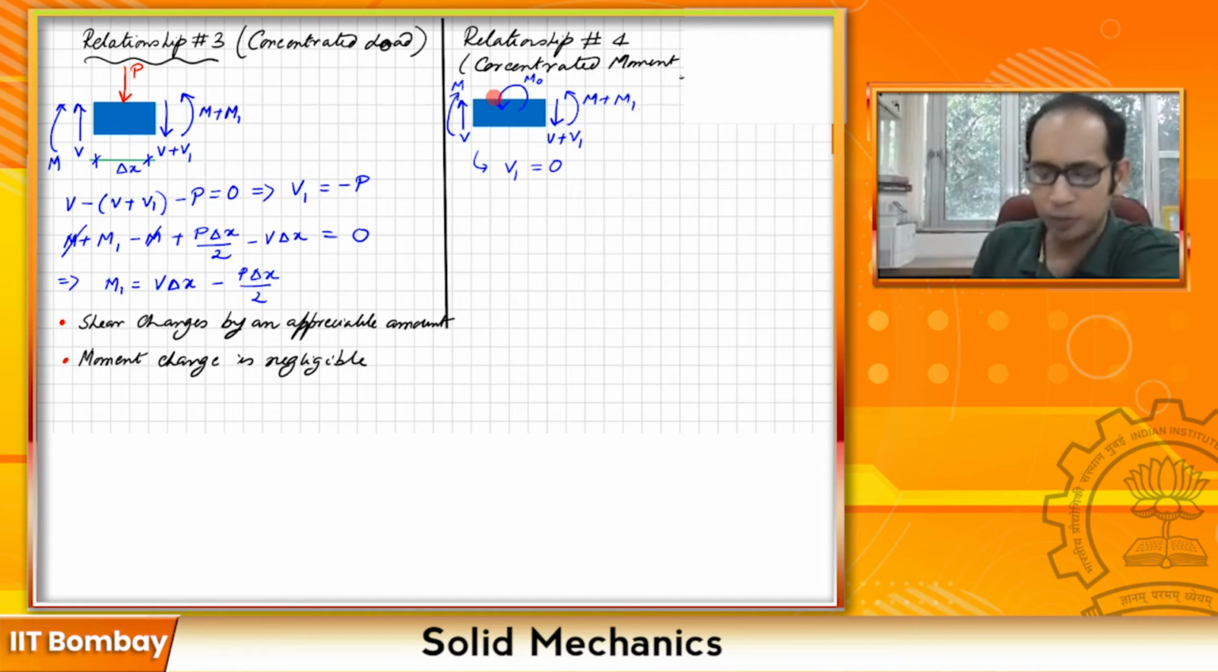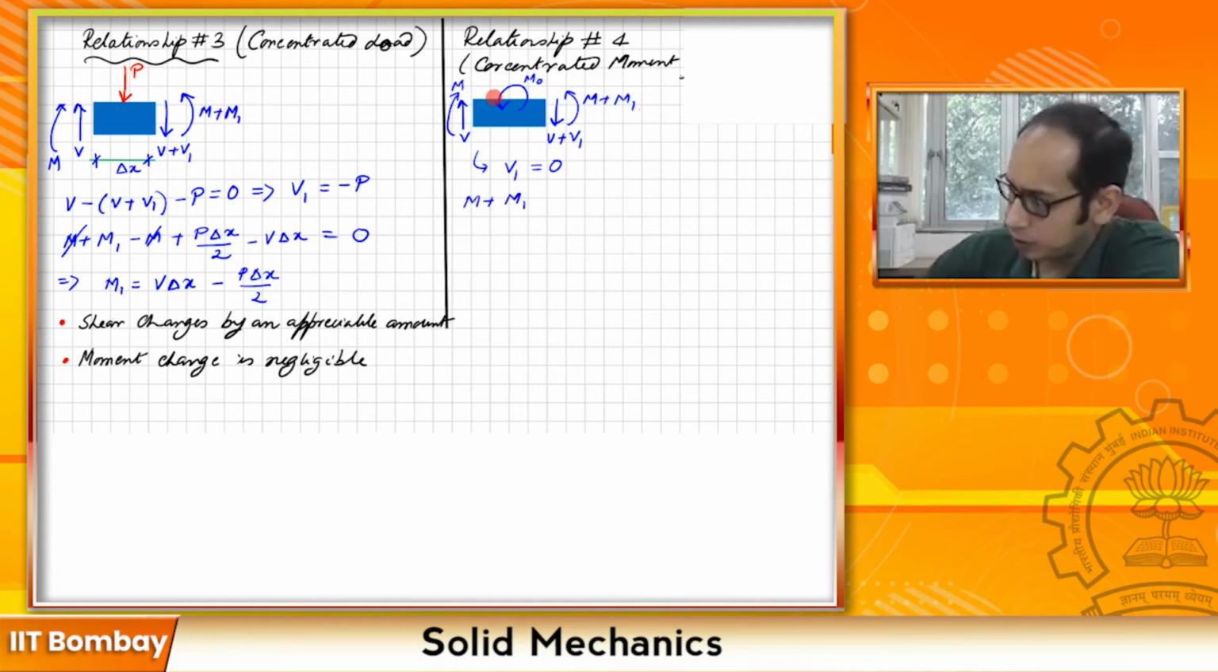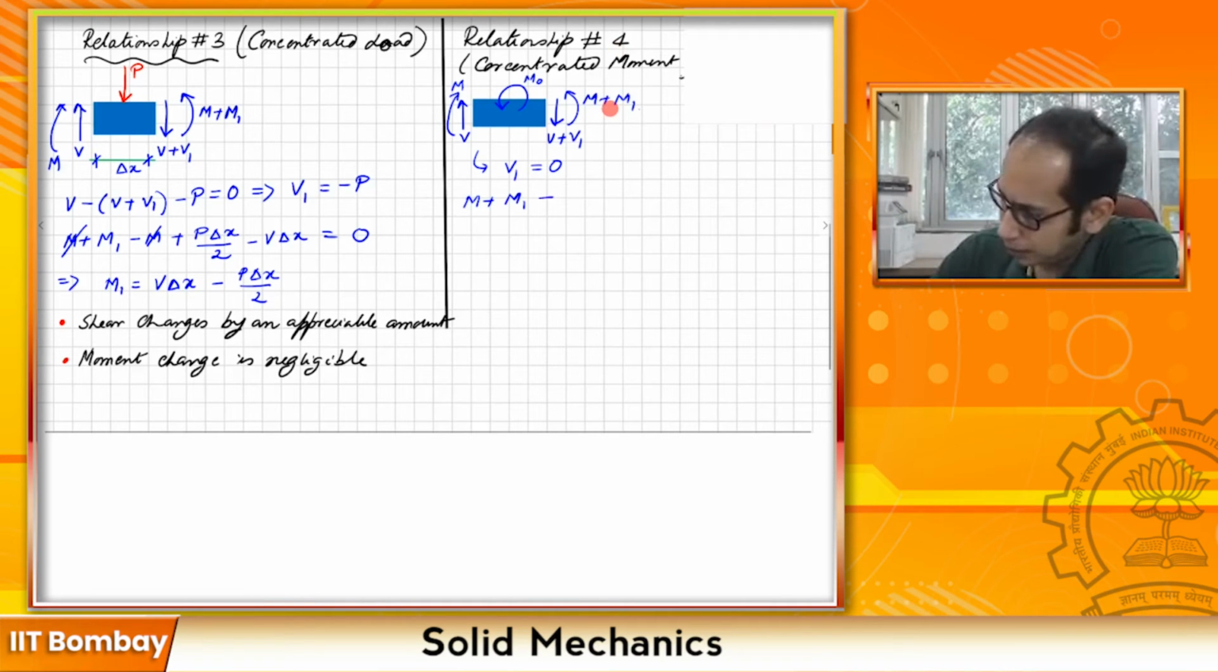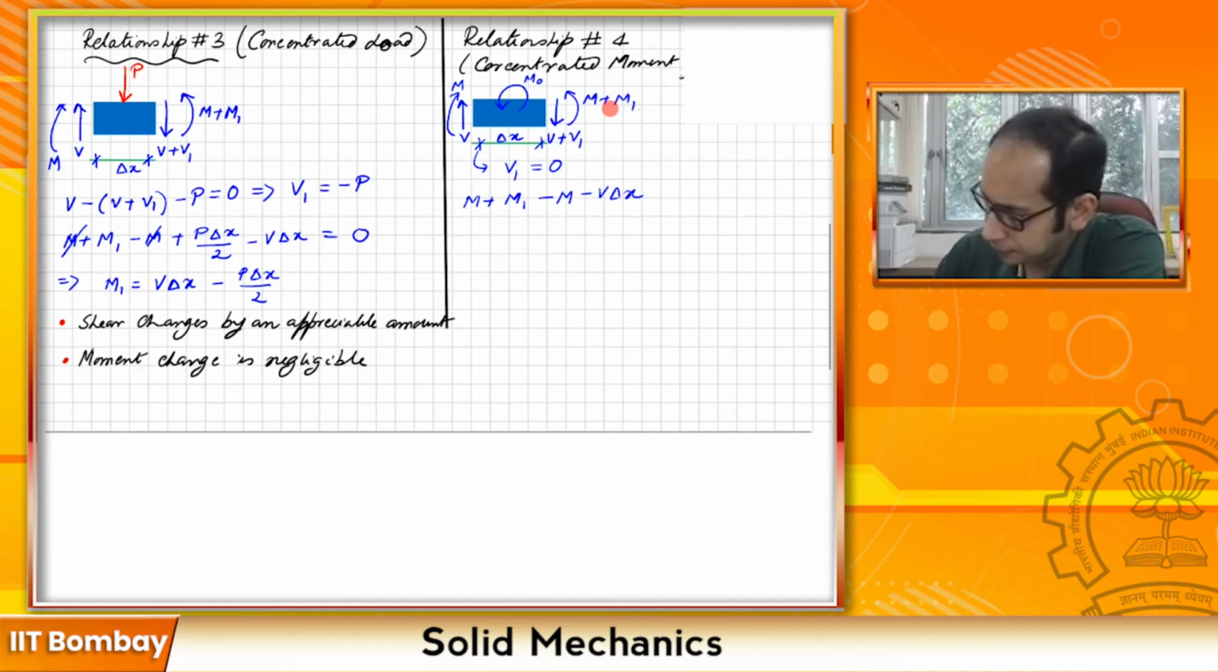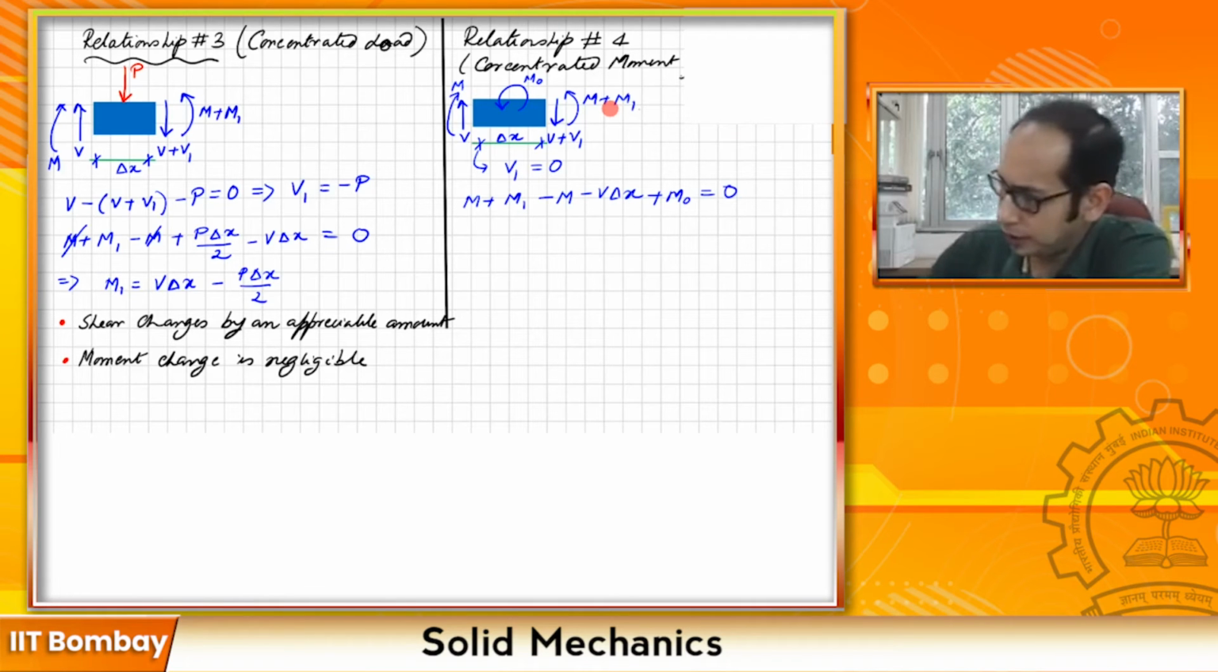Now let's take a look at the moment. What happens to the moment? If you write the moment balancing equation, what you would get is that M plus M1, minus M, minus V times delta X, where this particular length that you see over here is my delta X, plus M naught is going to be equal to 0. So what that tells you is that your M1 is equal to minus M naught.